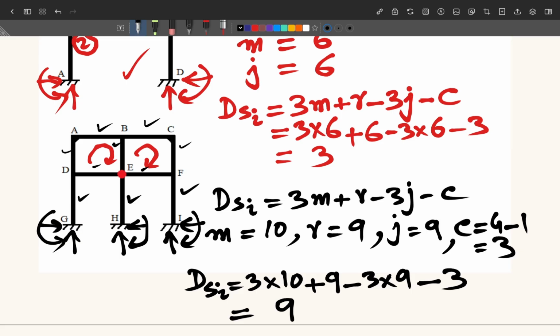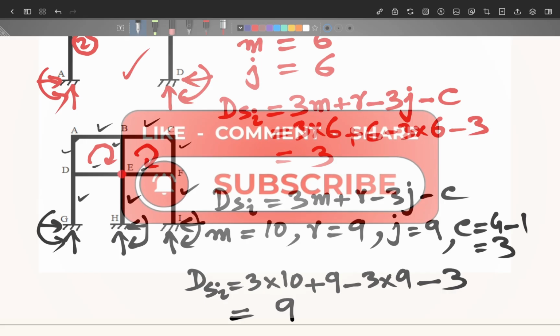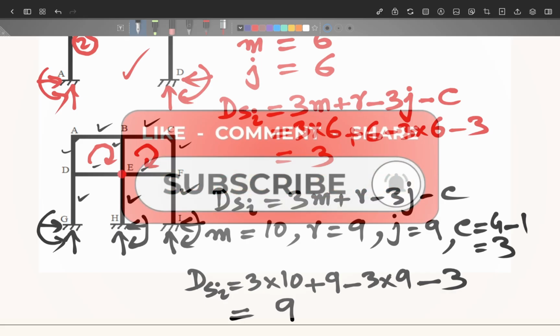I hope this lecture has helped you to understand how to calculate the degree of static indeterminacy of a rigid jointed frame. You also learn about the stability of structures. If you want to know more about that, you can see our previous lectures about stability and determinacy of structures.